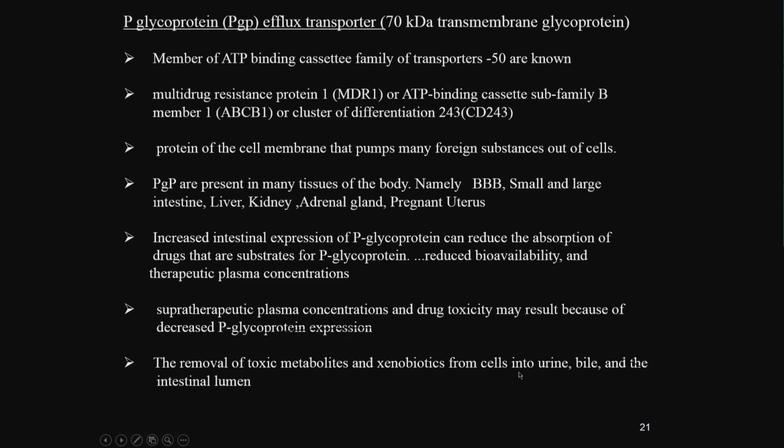They also remove toxic metabolites and xenobiotics from cells into urine, bile and the intestinal lumen. In fact, they are very important for us because they throw out all the toxic metabolites and xenobiotics from the cells. So, they are doing a good job, but drugs also can get thrown out of the system because of the PGB efflux action. They also transport compounds out of the brain across the blood brain barrier. Like I mentioned in the previous section, the PGB family are quite abundantly found in the BBB region.